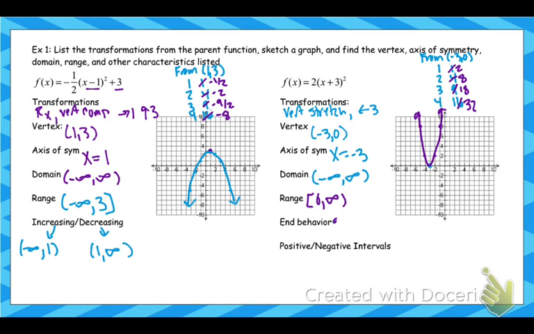And behavior, we write 2 statements. As x approaches negative infinity, f of x approaches positive infinity, and as x approaches infinity, f of x also approaches infinity. Positive, negative intervals, very similar to the parent function. This graph is positive just about everywhere, except for 1 point. It is not positive when x equals negative 3, because it's 0 at that point. This graph does not have any negative intervals.